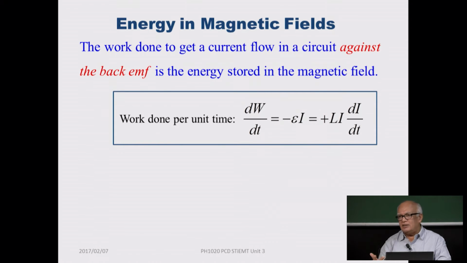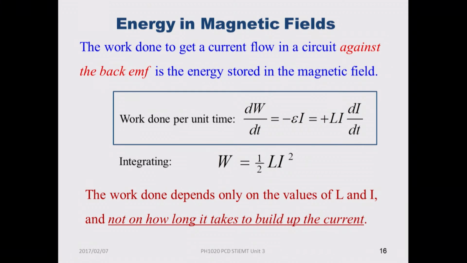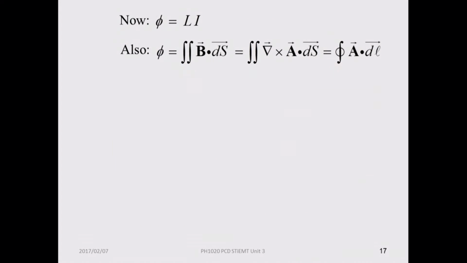The proportionality is the inductance of the material. Okay? So, if you integrate this, you get the work done to be half L I square, and notice that this work done depends only on the values of L and I. It does not depend on how long it took to set up that current. Okay? It is independent of that.